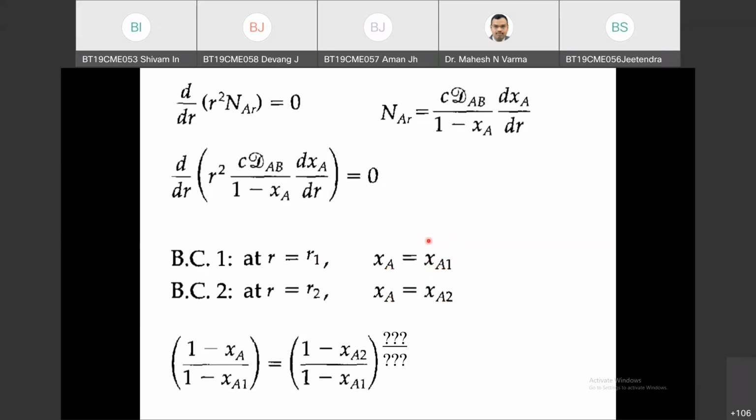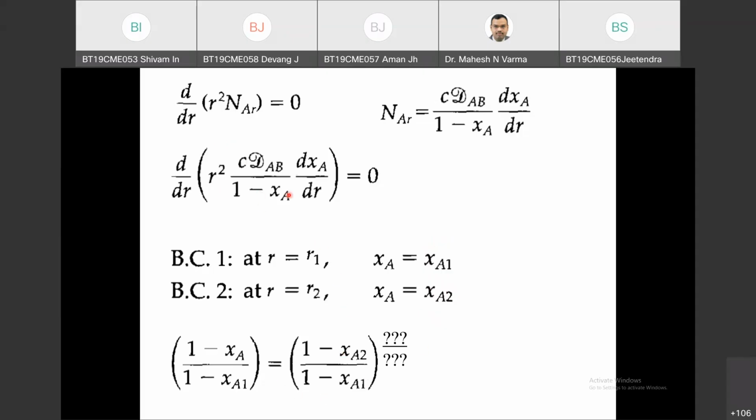assuming that at the interface the gas layer will be saturated with liquid. Using the saturation pressure, P saturated divided by total pressure P, you will get XA1, and XA2 can be given. If XA2 is not given, you can measure it; XA2 is the bulk concentration of A in the gas film, the bulk of the gas film.